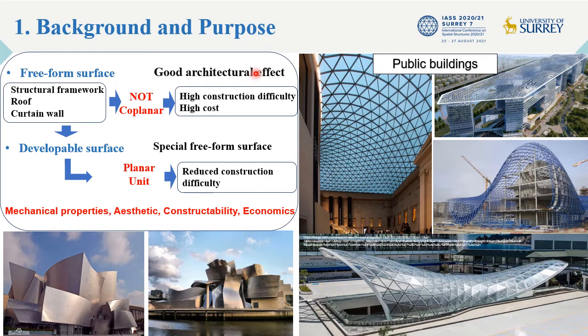To solve this problem, we proposed a method for assembling free-form grid surface with plate components by using developable surface. Developable surface is a spatial kind of free-form surface and can be expanded in a plane. Using developable surface can greatly reduce the amount of work and the difficulty of node design. It also shows an advanced visual effect.